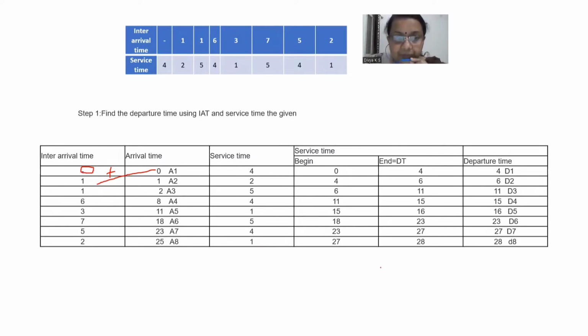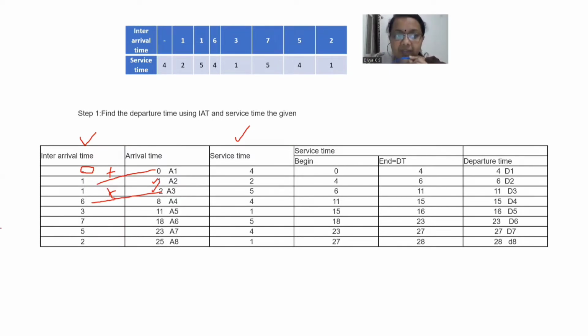Now, this inter-arrival time we already took from the question. Service time also we already took from the question. And for arrival time, how to calculate: first value 0, then 0 plus 1 is 1. Next 1 plus 1, 2. 2 plus 6, 8. 8 plus 3, 11. 11 plus 7. Like this we calculated. Clear? I think it is very clear for all.